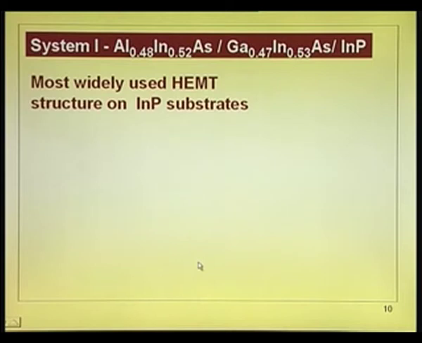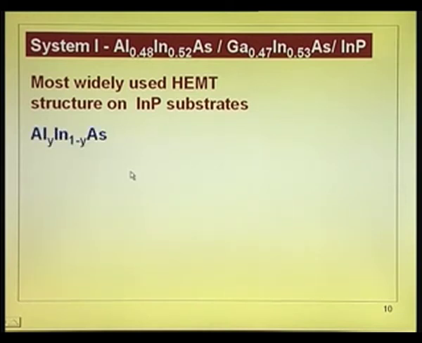So, now I can just run through the thing, because while projecting these things, I have mentioned the merits and demerits. You know the structure now, you run through the 3 types of devices, just telling what is what. The first type, aluminum indium arsenide, gallium indium arsenide on indium phosphide, is the most widely used. HEMT, indium phosphide based.